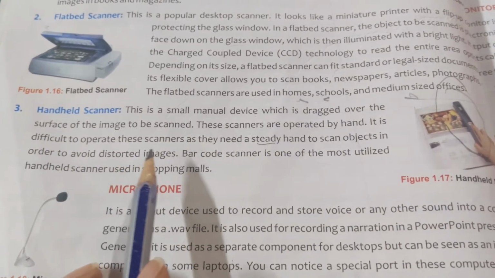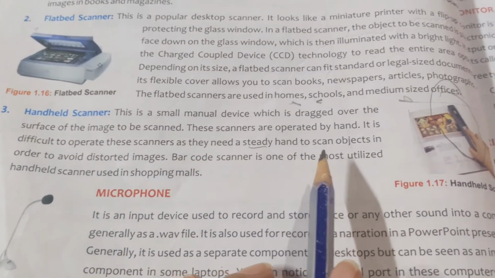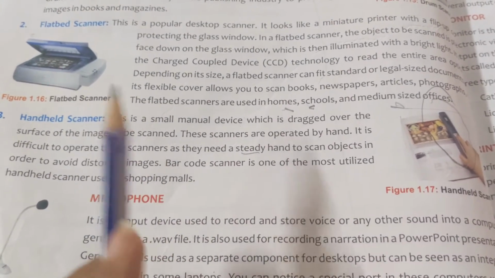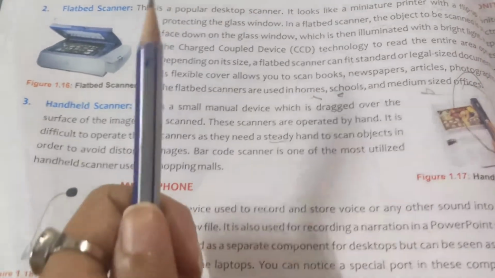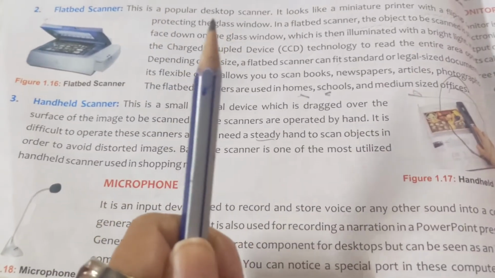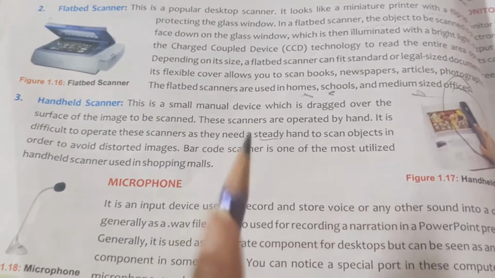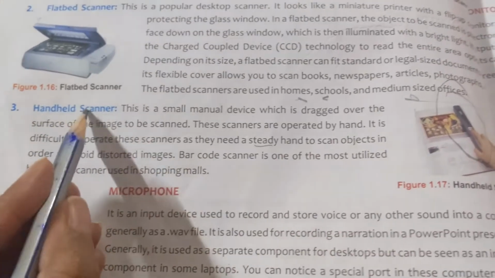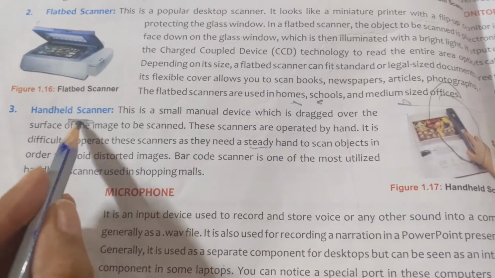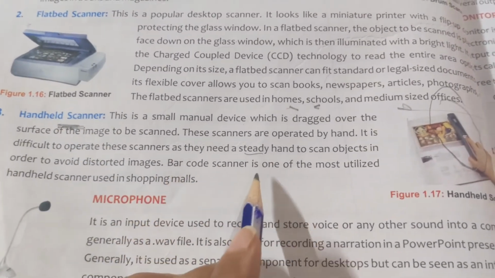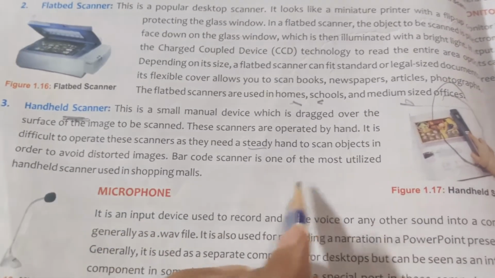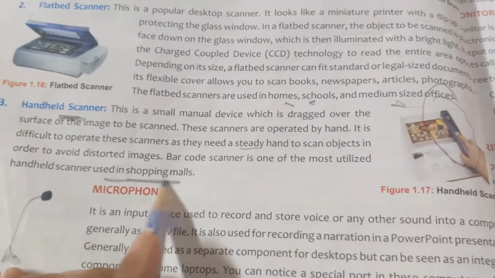It is difficult to operate these scanners as they need a steady hand to scan objects in order to avoid distorted images. You have to hold it very efficiently and be very steady. Even if you move a little, the picture becomes distorted. So it is very important to handle it carefully. A barcode scanner is one of the most utilized handheld scanners, used in shopping malls. So basically they are used in a shopping mall.